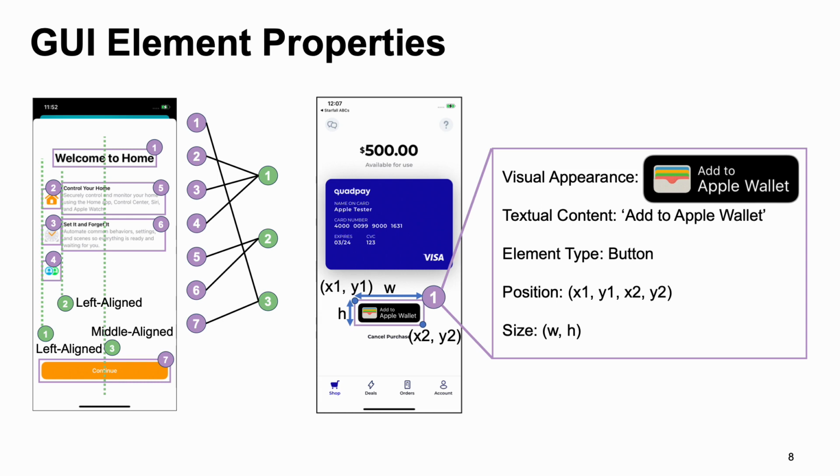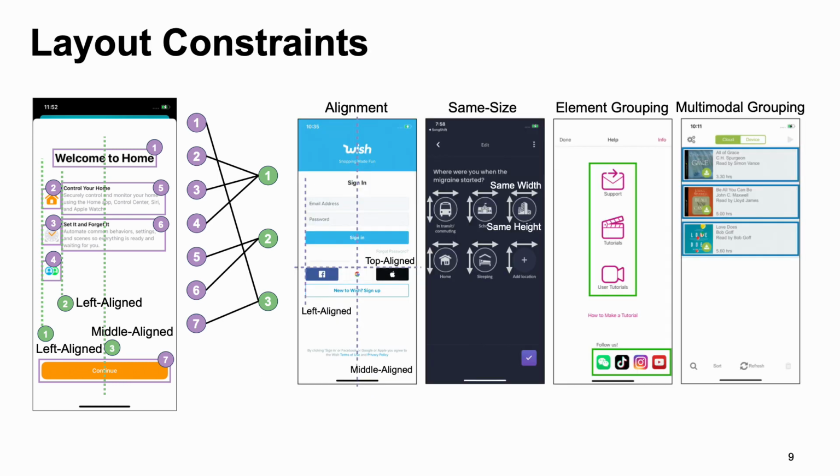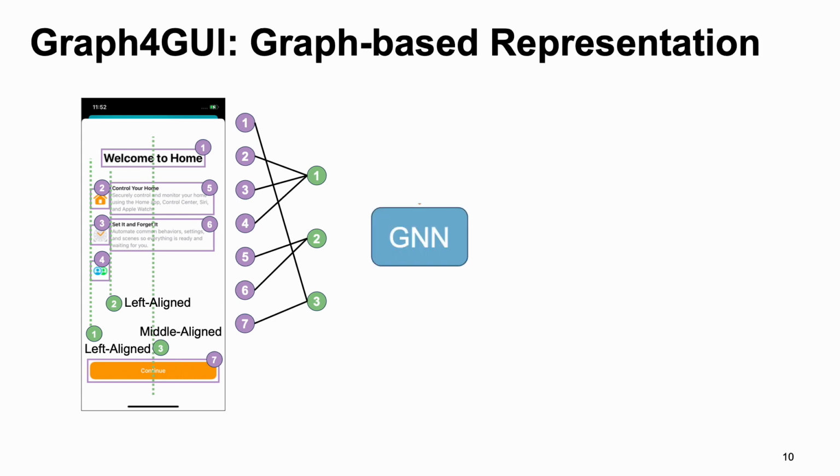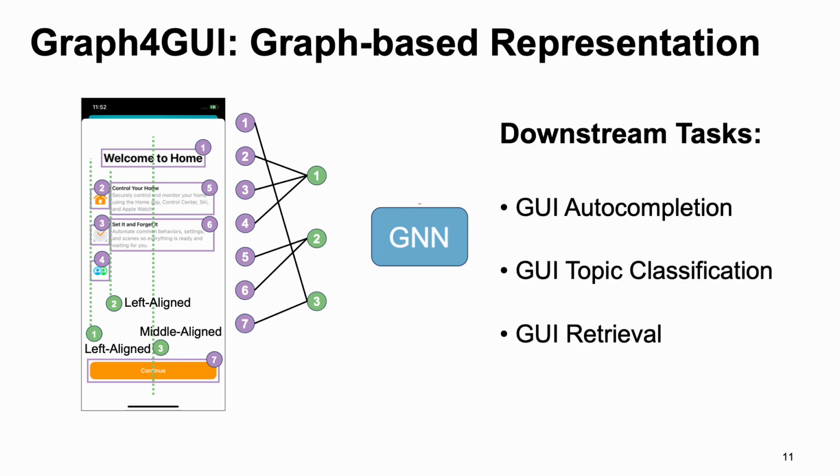Each GUI element node represents various element properties, including visual appearance, textual content, element type, position, and size. Constraint nodes include four types of constraints: alignment, same size, element grouping, and multimodal grouping constraints. We then utilize graph neural networks to learn a domain-specific representation from the graph structure data. It can capture the visual, spatial, and semantic factors of GUIs and enhance the performance of downstream GUI tasks, such as GUI autocompletion, GUI topic classification, and GUI retrieval.